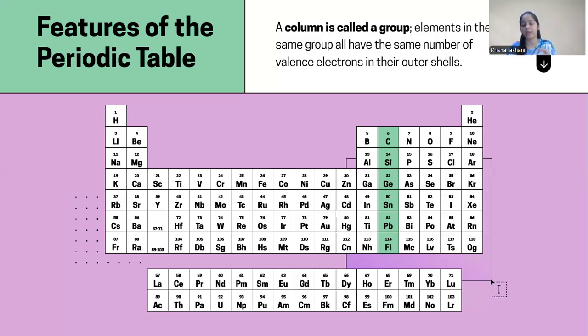So lithium, sodium, potassium have the same common properties, whereas beryllium, magnesium, and calcium will also have the same common properties.